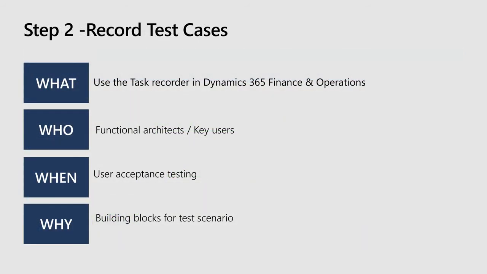Okay, so for recording the test cases, you use the task recorder in finance and operations. It's the exact same task recorder as for creating task guides. In fact, we tell you not to use lookups for regression test cases because if you add something, things move around. It just picks the second one, and if there's a different value there, then you won't get the one you did before.